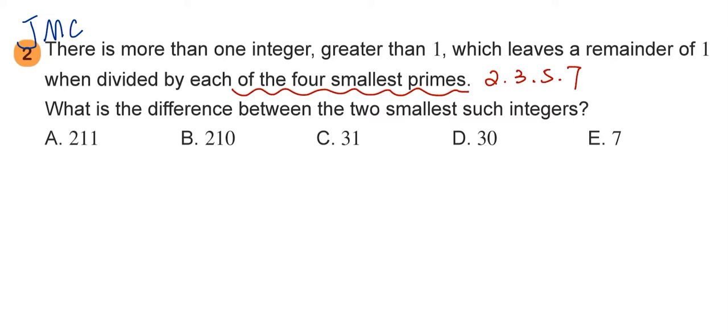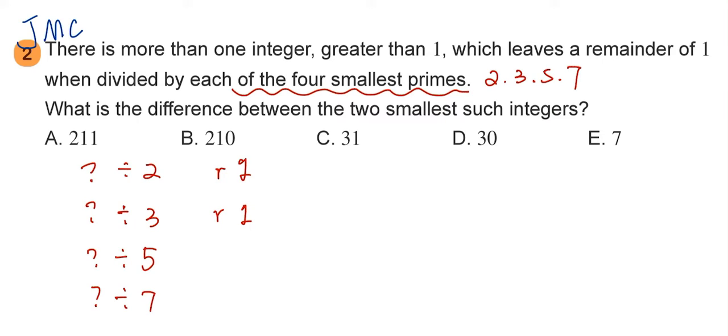Okay, therefore the question goes, there is a number, we don't know what the number is, but when you divide it by 2, you get a remainder of 1. When you divide it by 3, you get a remainder of 1, and the same is true when you divide it by 5, and when you divide it by 7, you always get a remainder of 1.